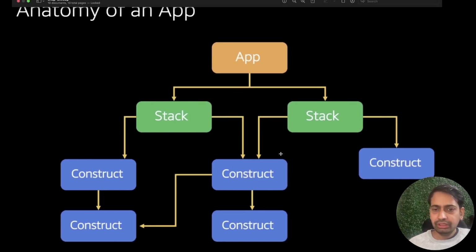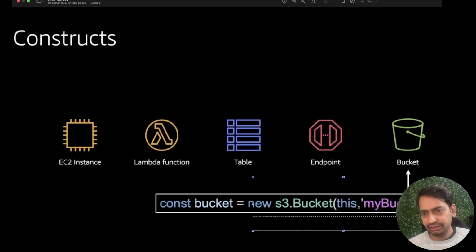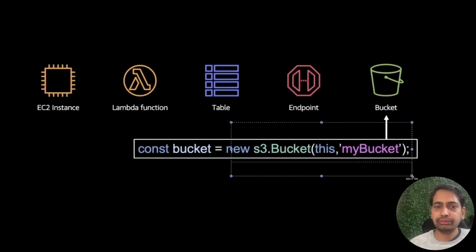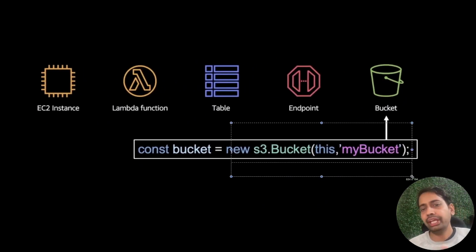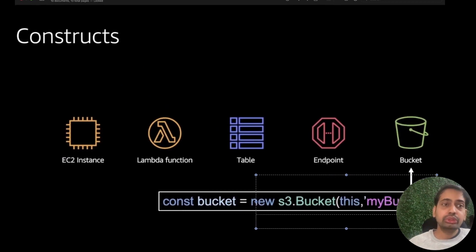And then the next thing is how these constructs are combined. What are these constructs? Constructs are nothing but all your AWS components, which can be a Lambda function, Dynamo table, API gateway endpoint, S3 bucket. And how are you writing that? Using simple TypeScript code. const bucket = new S3.Bucket. That particular line is enough to create an S3 bucket on AWS. And that we are familiar with. We can use these APIs to create these things.